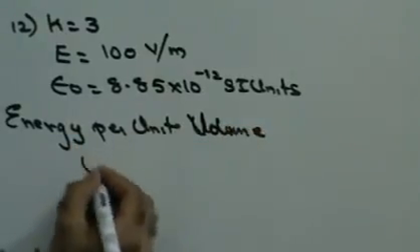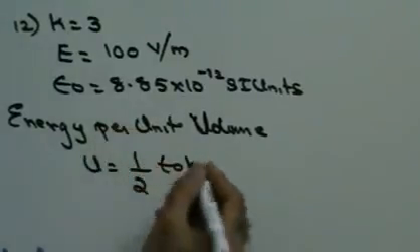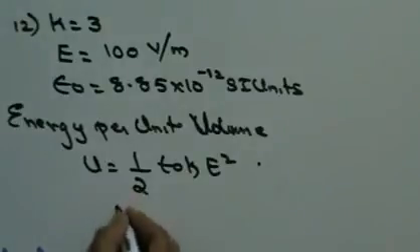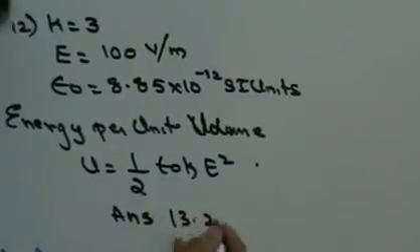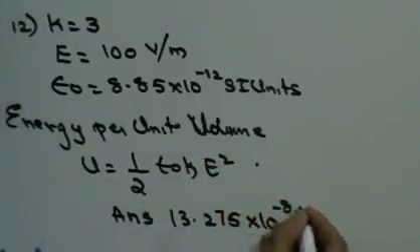Energy per unit volume U is half ε0kE². We have done the derivation. ε0, k, E, all the values I have. Straight away I can find out. Answer for this sum should be 13.275 into 10 raised to minus 8 joules per meter cube.